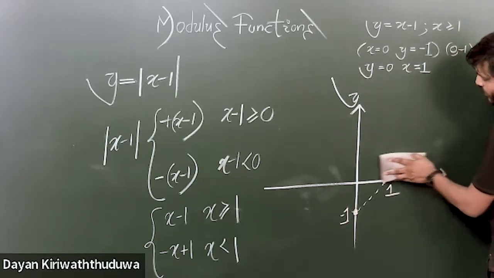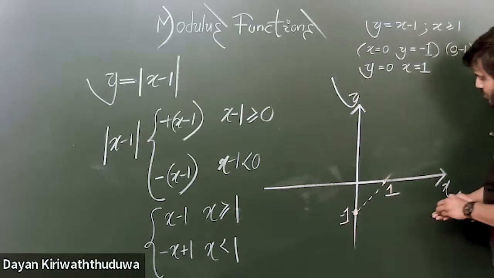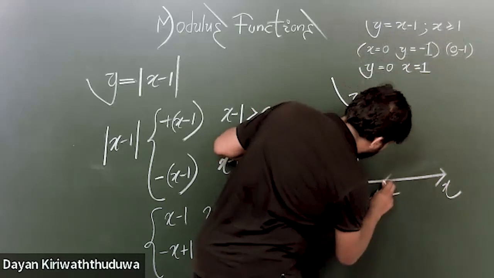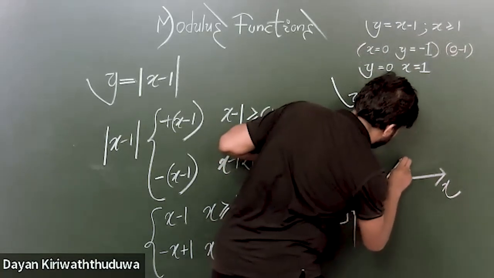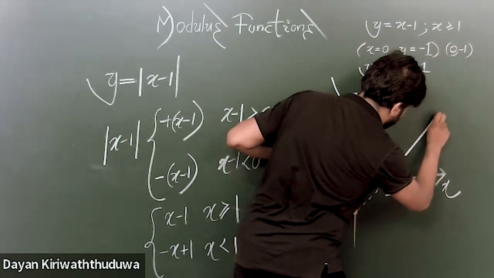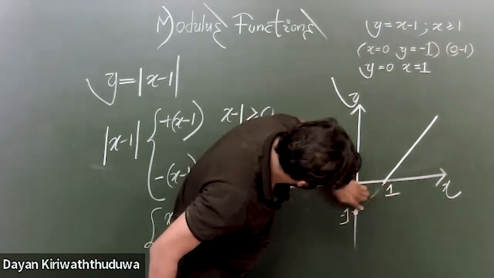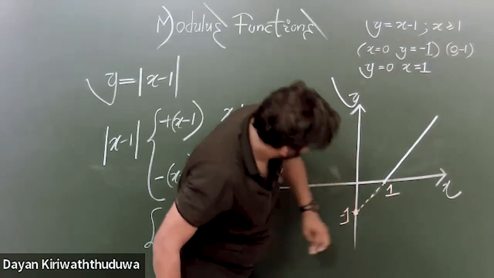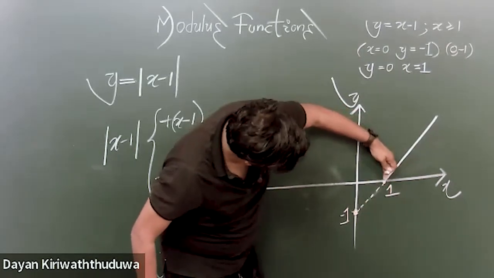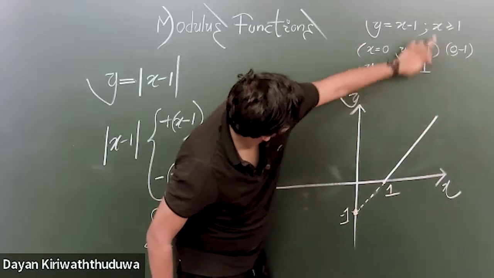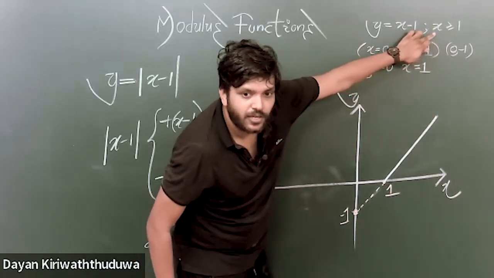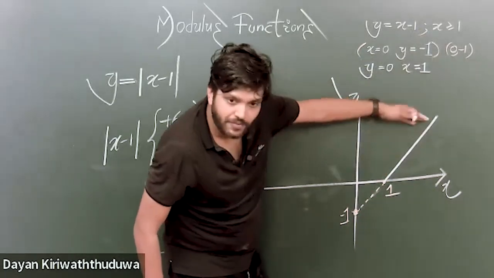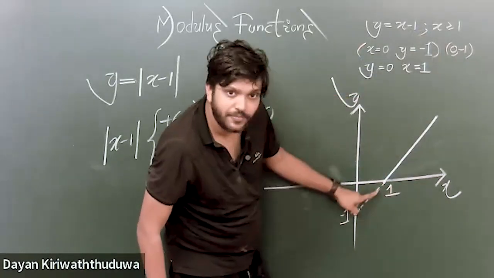Now, dotted line. You see? So this is when x is greater than or equal to 1. Are we clear? When x is greater than or equal to 1 only we can have this. That's the reason I have dotted lines here.